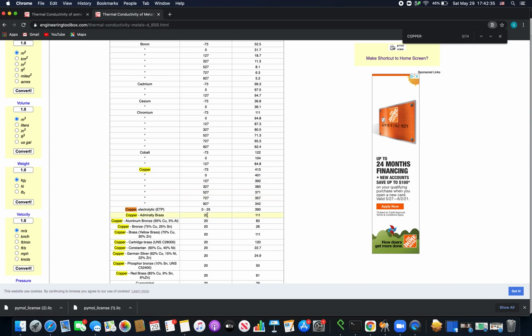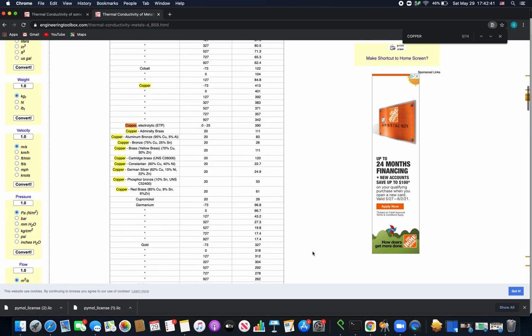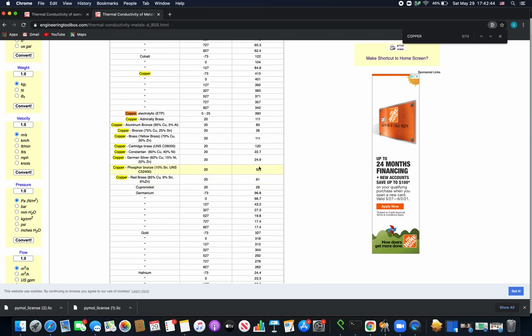Copper comes in many different forms, and this is the temperature in Celsius. Room temperature, 20 to 25, is a reasonable estimate. There are many different forms of copper, but high quality copper has 390 watts per meter Kelvin compared to air's much lower value. That is almost 20,000 times more conductive than air.